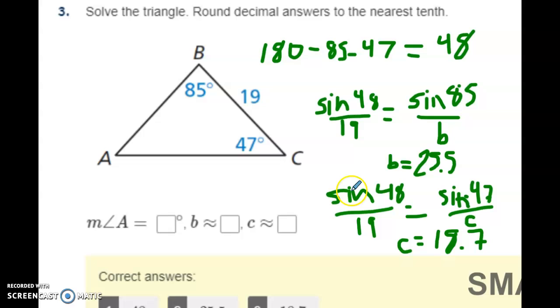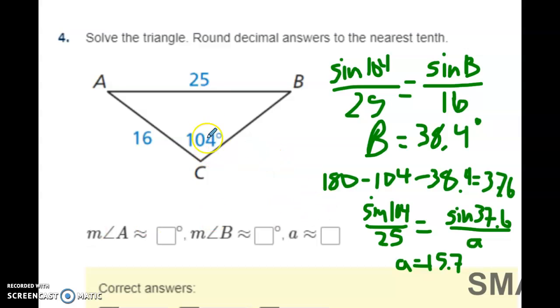I'm going to use that same ratio. Sine of 48 over 19 is equal to the sine of 47 over C, because angle C is 47, side C is opposite. So C is the unknown, so you go 19 times sine of 47, find an answer, divide that by sine of 48, and you get 18.7.